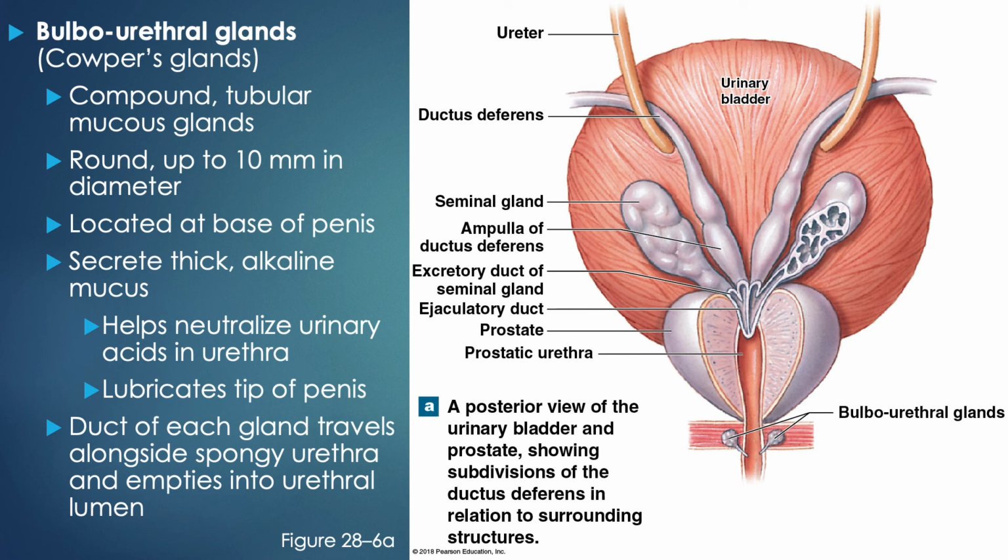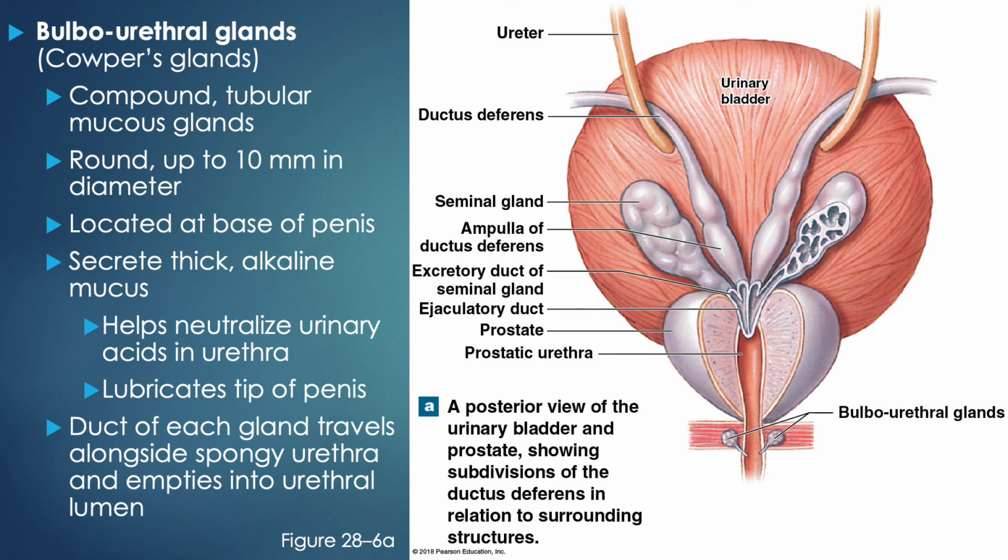Of the 3 glands in the male reproductive system, the bulbourethral glands are the last, and these are the smallest. They're also the most distal. So they're also known as Cowper glands, and these are compound tubular mucus glands that are only up to about 1 centimeter in diameter. These are located right at the base of the penis and secrete a thick mucus that's alkaline. And that alkaline component is really important because it helps to neutralize any residual acid from urine that would remain in the urethra. And an acidic environment could be intolerable to the sperm.